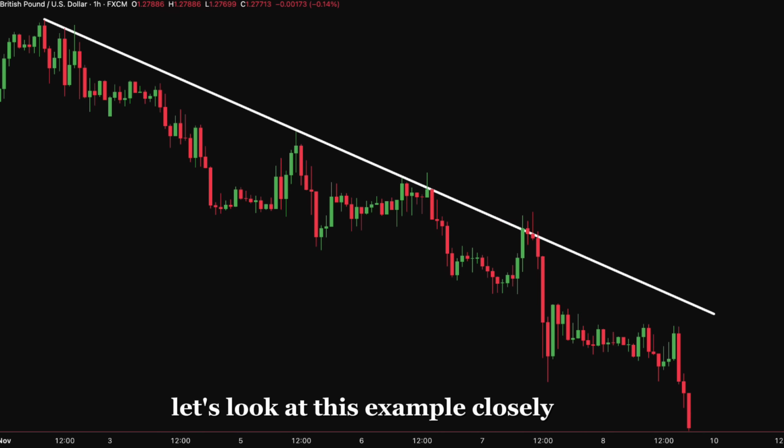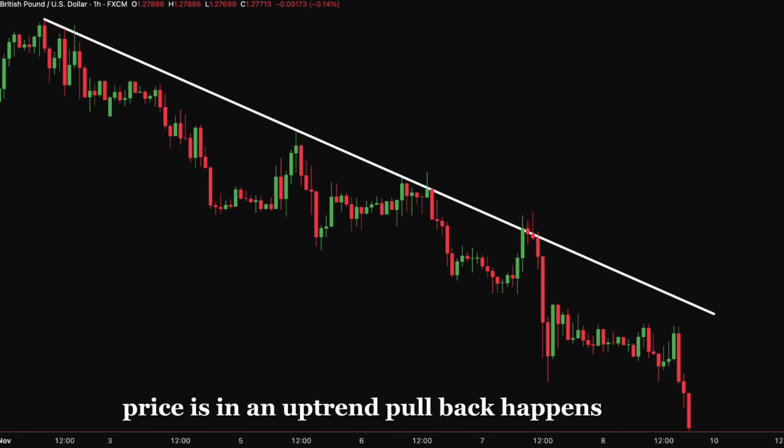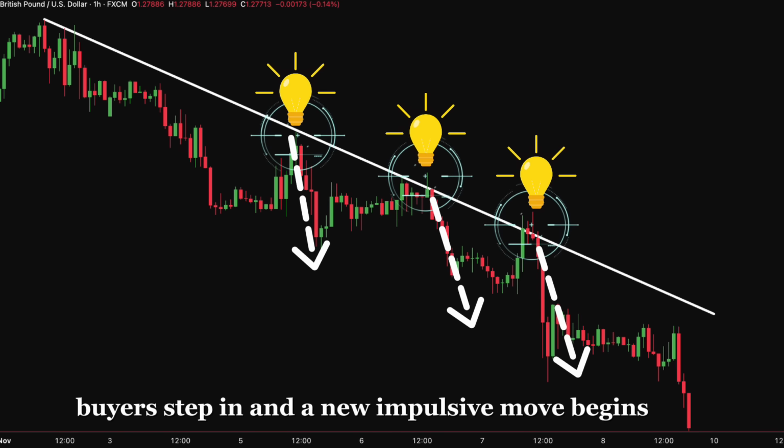Let's look at this example closely. Price is in an uptrend, pullback happens, it touches the trend line, buyers step in and a new impulsive move begins.